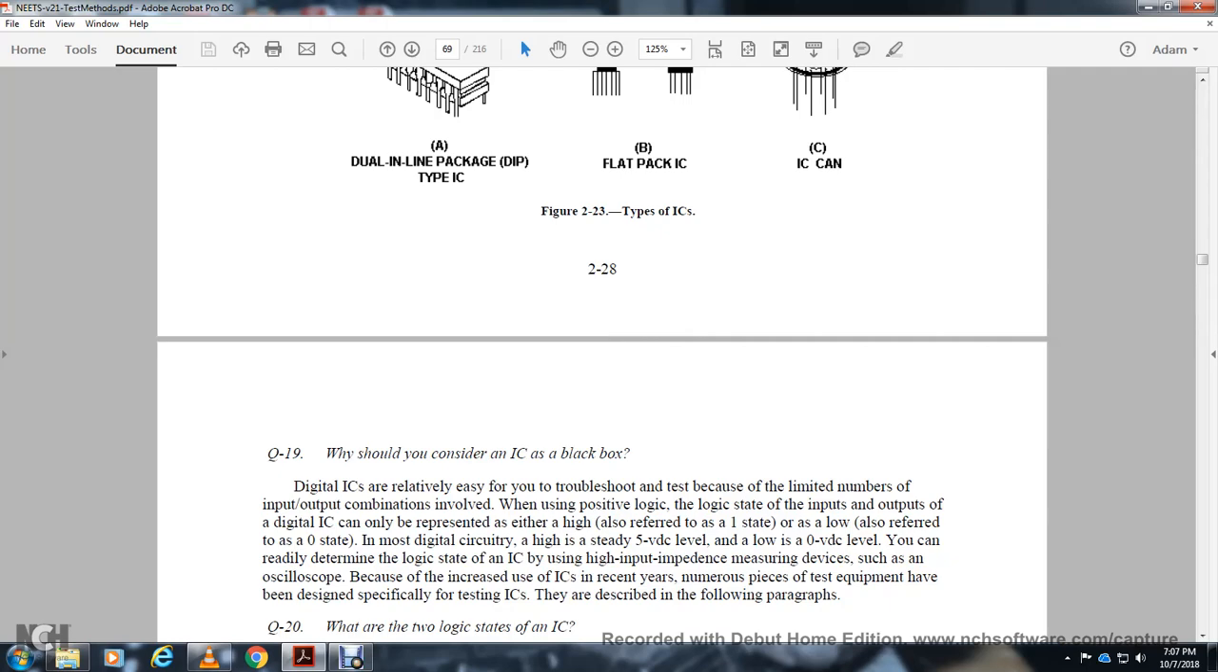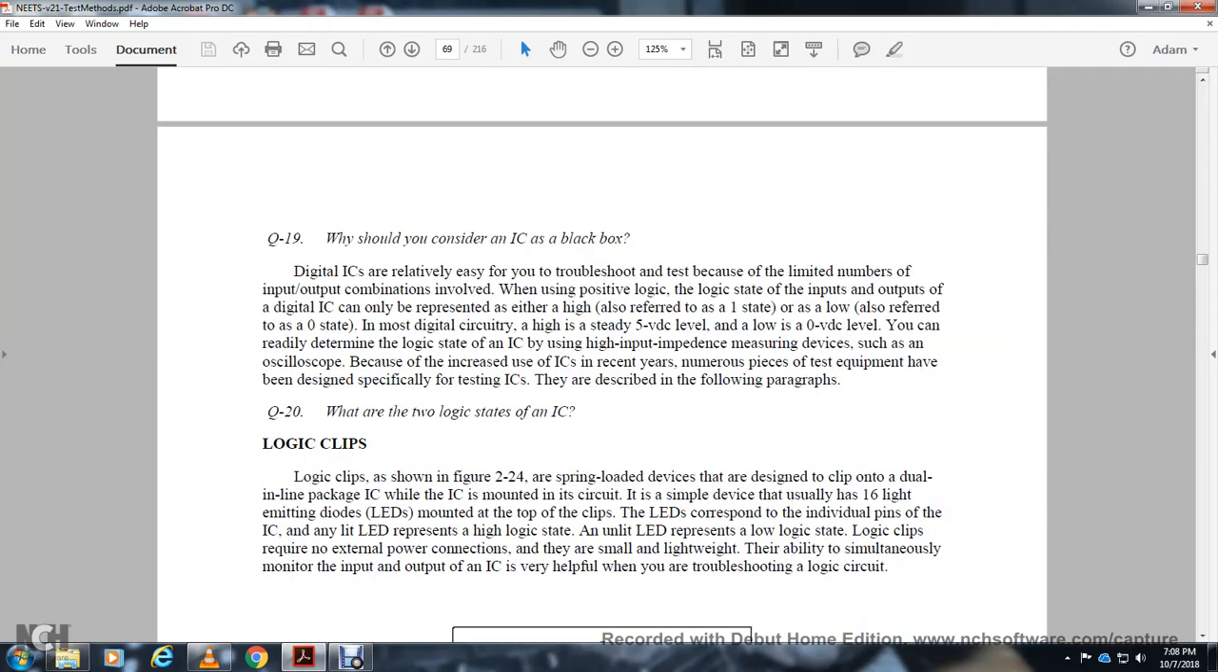In recent years, numerous pieces of test equipment have been designed especially for the testing of integrated circuits, found in the following paragraphs.